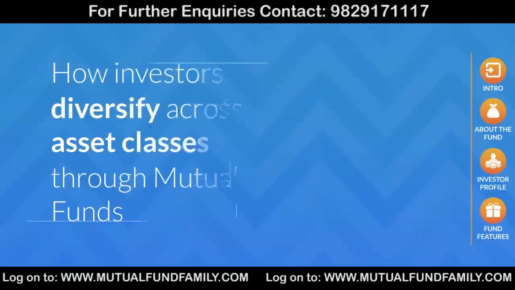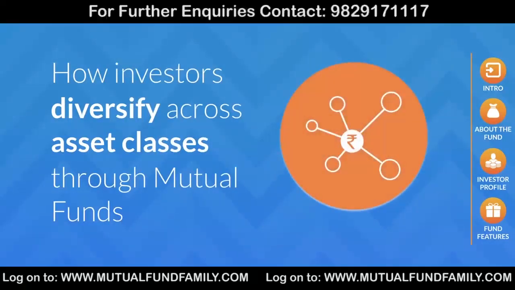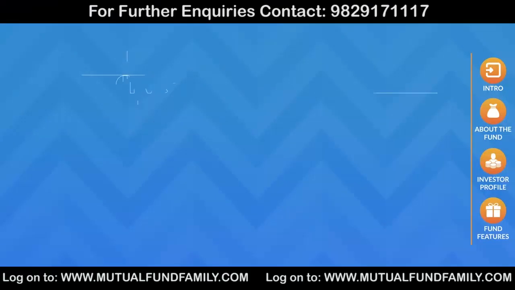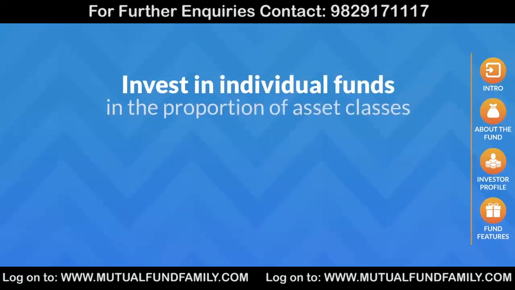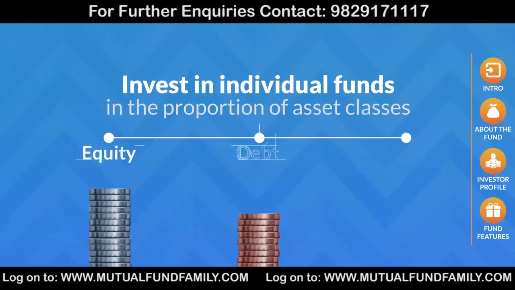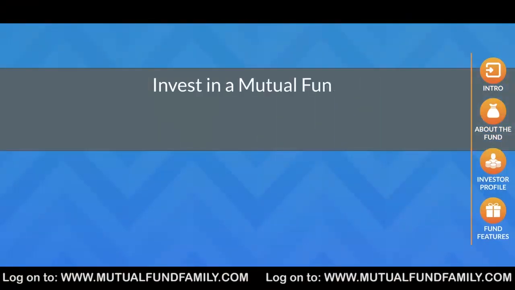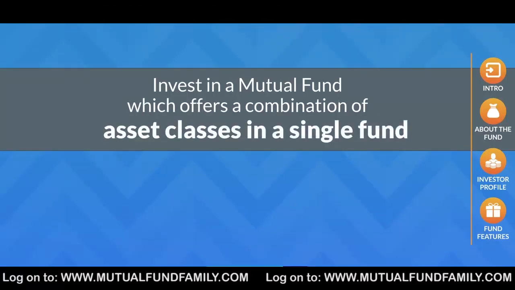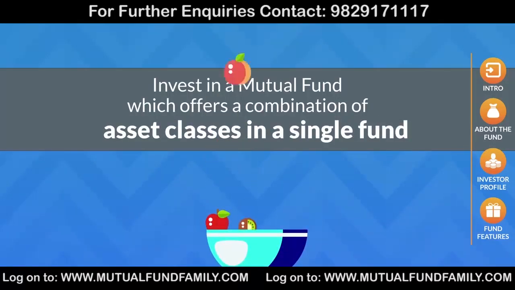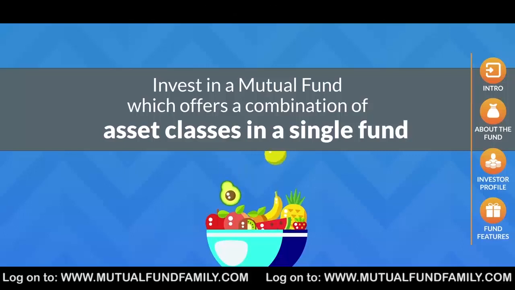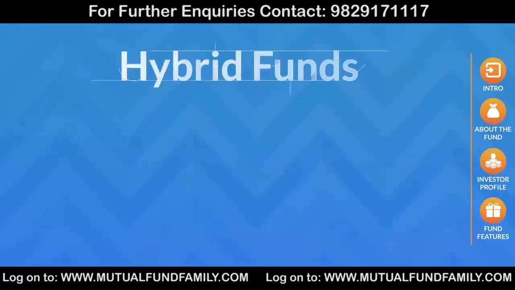There are two ways in which investors can diversify across asset classes like equity, debt, and gold when they invest through mutual funds. 1. Choose and invest in individual funds in the proportion of asset classes matching one's risk appetite. For example, higher equity allocation if one has a higher risk appetite. Or 2. Invest in a mutual fund which offers a combination of asset classes in a single fund. For example, a single fund which invests 60% of the money in equity assets and 40% in debt assets, or vice versa. Such funds are called hybrid funds.